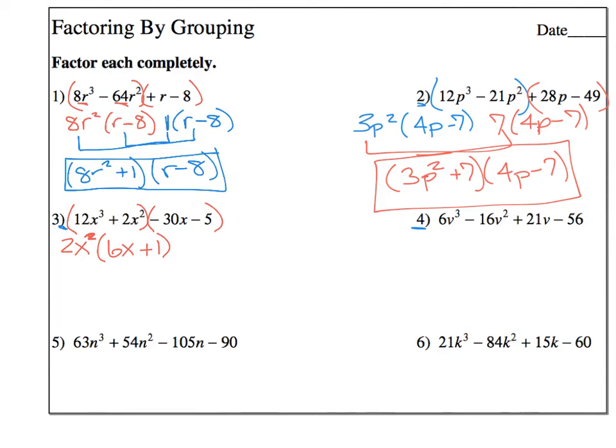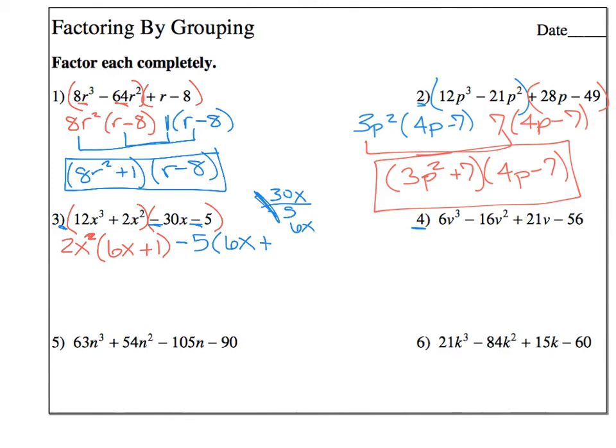Now with the second set here, see how both the 30x and the 5 are negative. So if they're both negative, I'm going to factor out that negative with it. So in doing that, I'm going to factor out a negative 5. So I'm left with a 6x because negative 30x divided by negative 5, that negative over a negative, is going to turn into a positive. So that'll leave us with the 6x.